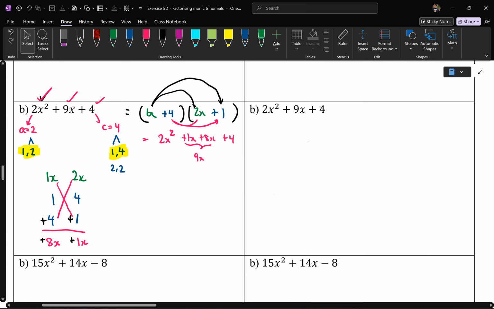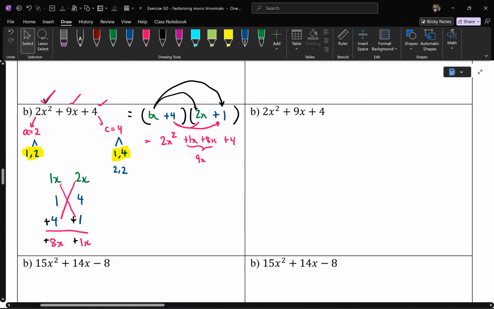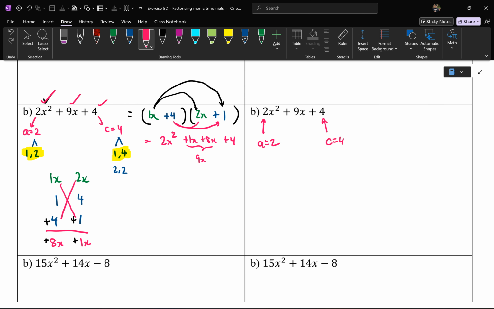Here we go. Let's do grouping method again. Same thing. A is 2. C is 4. Grouping method says times them together. So A times C, which is 2 times 4, gives you 8.